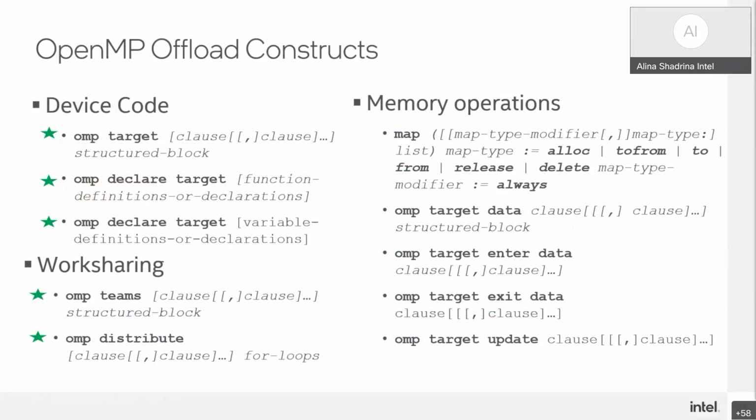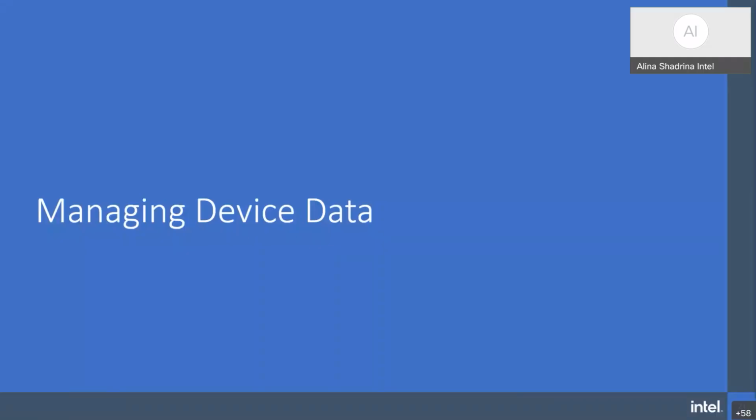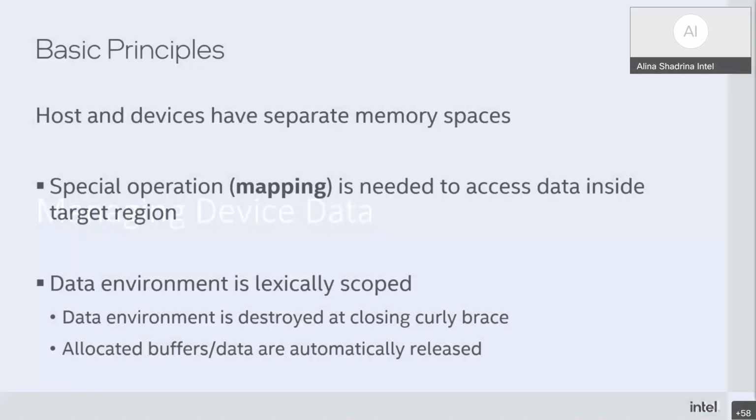So yeah, in this short summary, you see that we have learned in the previous blocks all the work sharing and device code constructs. And the next one is, oh sorry, the next one is mapping. Actually, target constructs do not move your data to the device. You need target map.